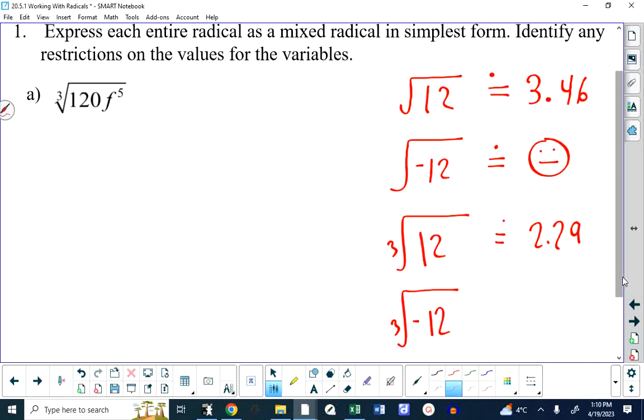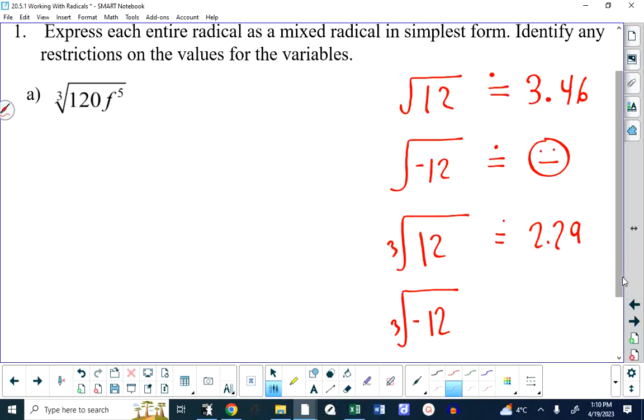How many of you are convinced you can? Because the cube root of a number is going to be the number that you cube to get what you're taking the cube root of. That's confusing. So it's a number that if you multiply it by itself 3 times, you'll get negative 12.